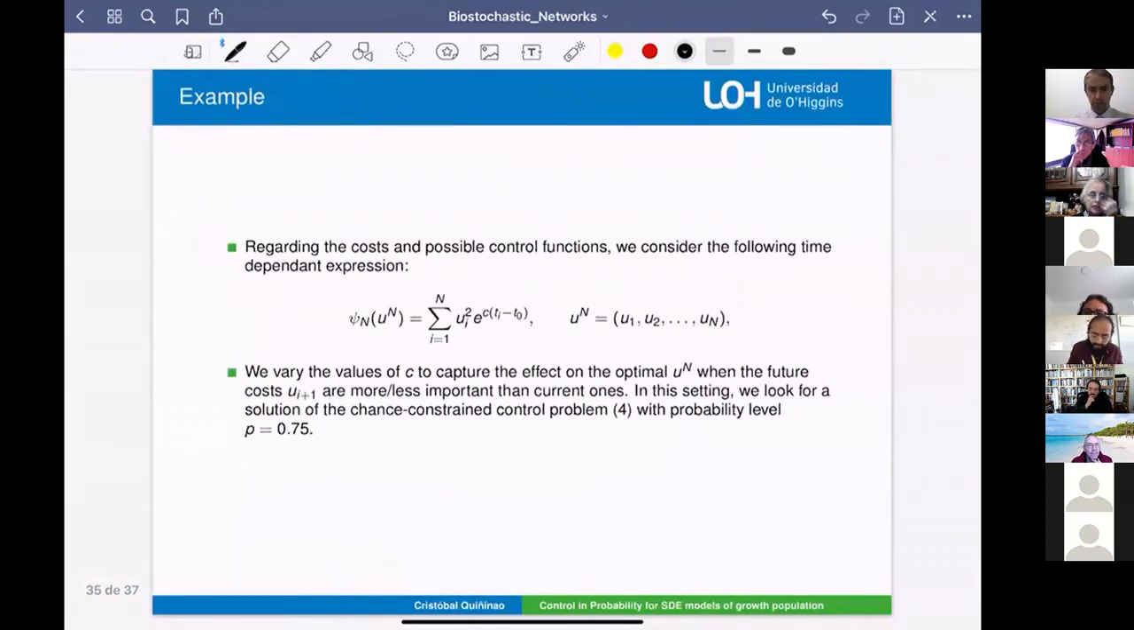And that's why we consider this cost function, and we use this time multiplier, telling you if C is positive, then to control in the future is more expensive than to control in the present. And if you take C negative, to control in the future is less restrictive than to control in the present. So you expect to have different outcomes.